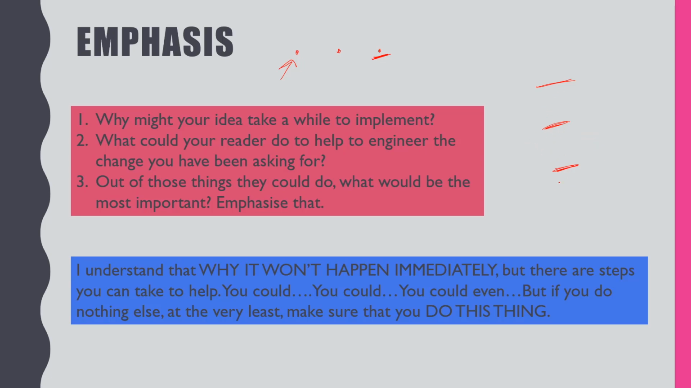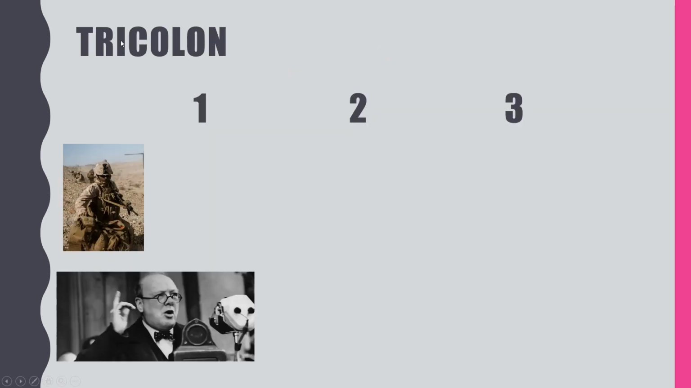Think of 3 things that they could do, and then you think of one thing that they must do. This is the thing you're asking them to do. And then finally, you finish with a tricolon. A tricolon is where you've got, so tri means 3, right? And colon means bit of sentence. So a tricolon is when you've got a bit of a sentence that is repeated 3 times.